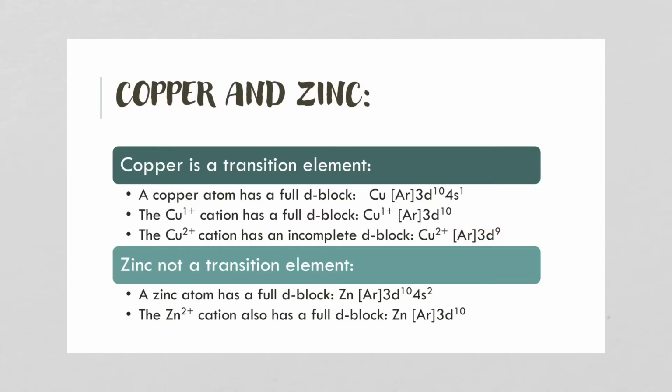But zinc is not a transition element because a zinc atom has a full D block. So it goes zinc, argon, 3d10, 4s2. And then the zinc 2+ cation also has a full D block. It loses the 2 electrons from the 4s, not the 3d.